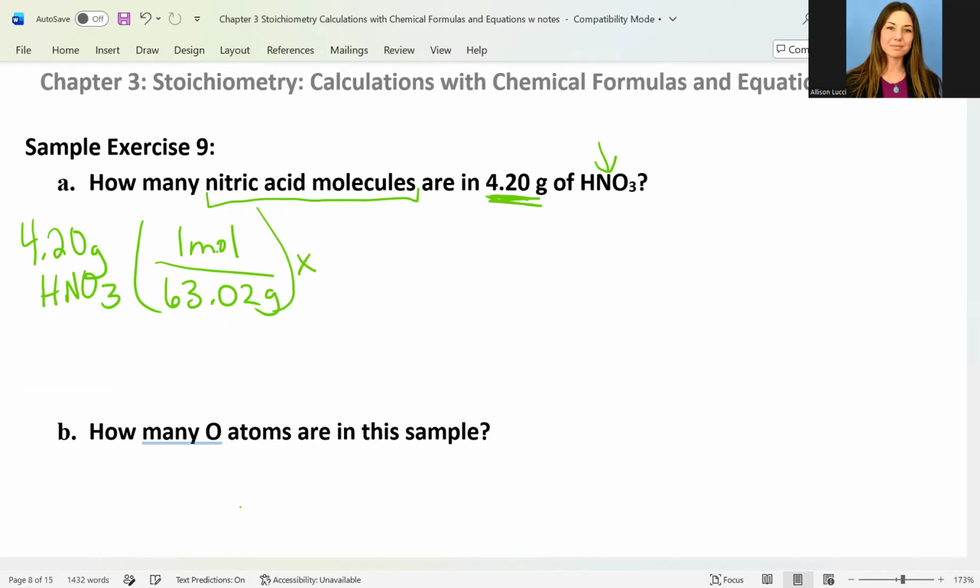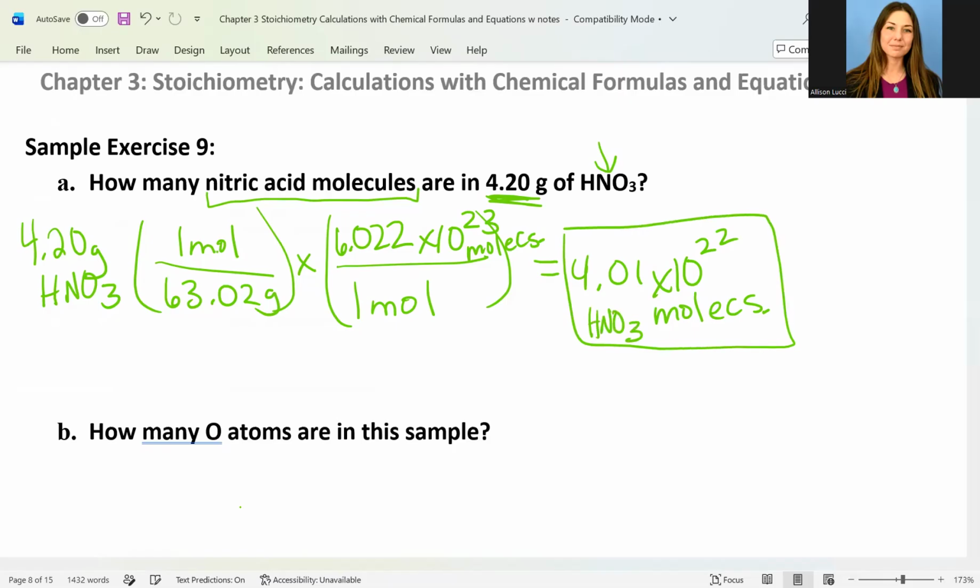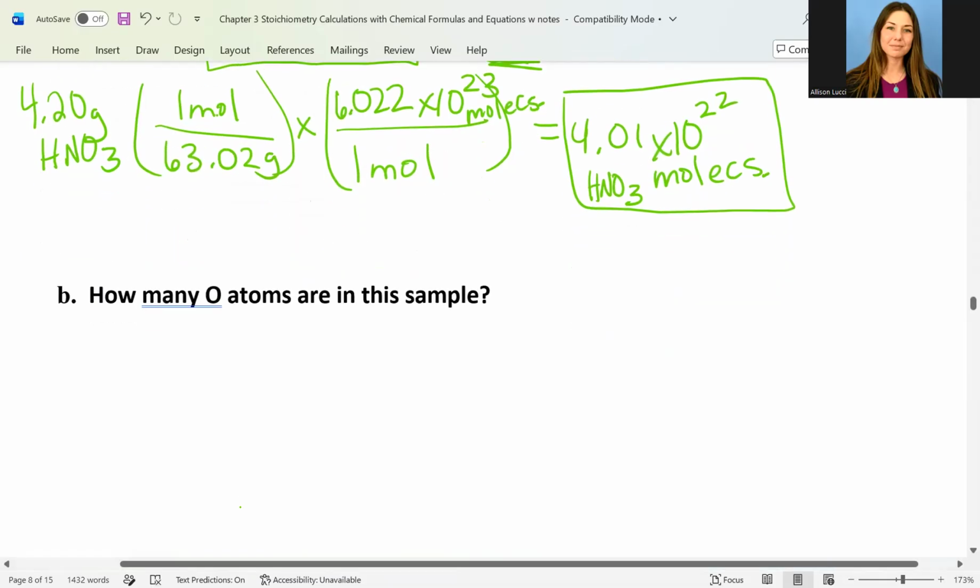And then if I want to know how many molecules I have, I know that in every mole of HNO3, I have the same number, 6.022 times 10 to the 23rd molecules. So I'm going to multiply after I divide 4.2 by 63.02, then I'm going to multiply by Avogadro's number, and I should find with proper rounding and sig figs that I have about 4.01 times 10 to the 22nd molecules of HNO3.